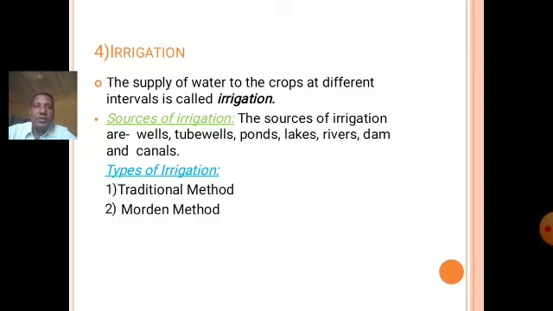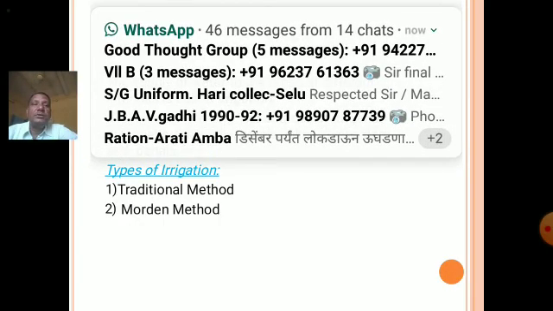irrigation. The definition of irrigation is that the supply of water to the crop at different intervals is called irrigation. So there are different sources of irrigation. The sources of irrigation are wells, tube wells, ponds, lakes, rivers, dams and canals. There are two methods of irrigation, traditional methods and modern methods.